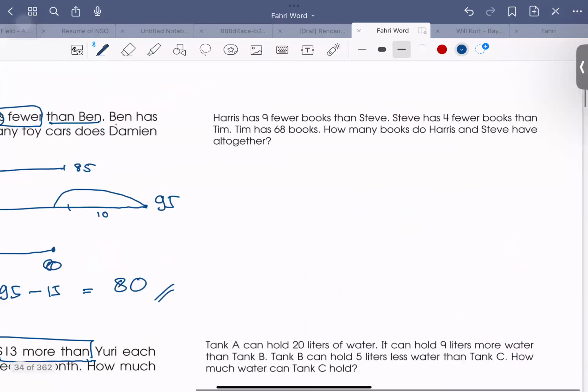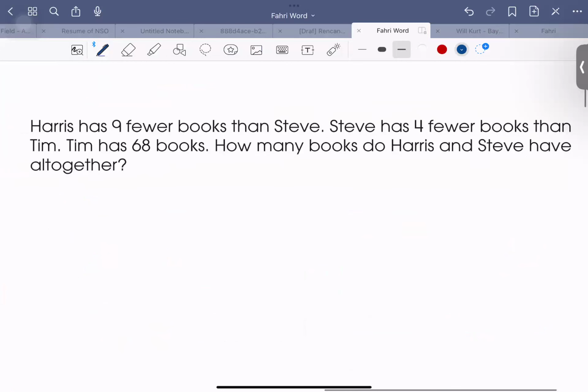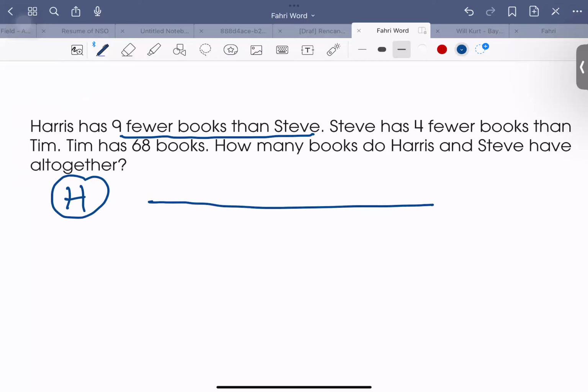Next question. Harris has 9 fewer books than Steve. For example, this is a line for Harris and Steve. Does Steve have a longer line or shorter line? Longer. Steve has a longer line. And what's the difference? 9. So the difference is 9.